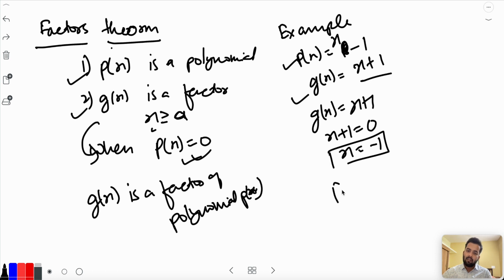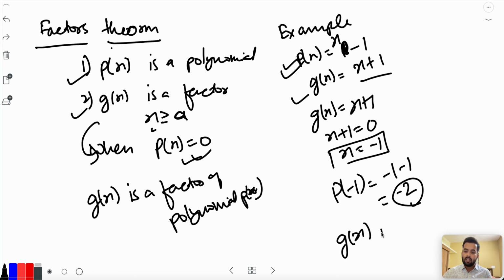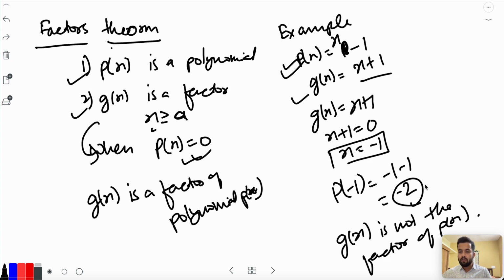See here, you got the value of x. Now take the value and put it in the polynomial. So put the minus 1 in p: minus 1 minus 1. Now minus 2. See, you're getting what? Minus 2. What does it mean? g(x) is not a factor of p(x). That's all. You got it? If you get 0 here, that means g(x) is a factor of p(x). Okay, let's take another example. We will understand it more.